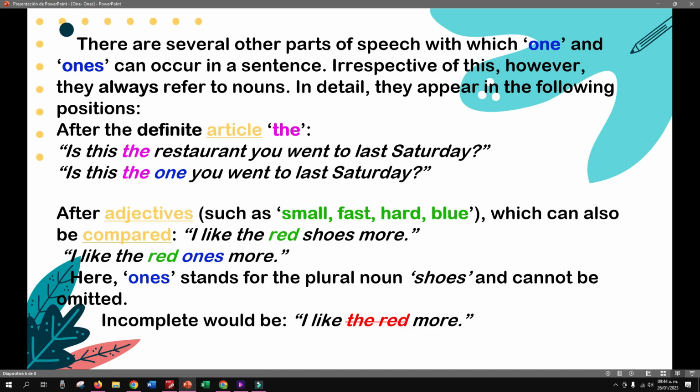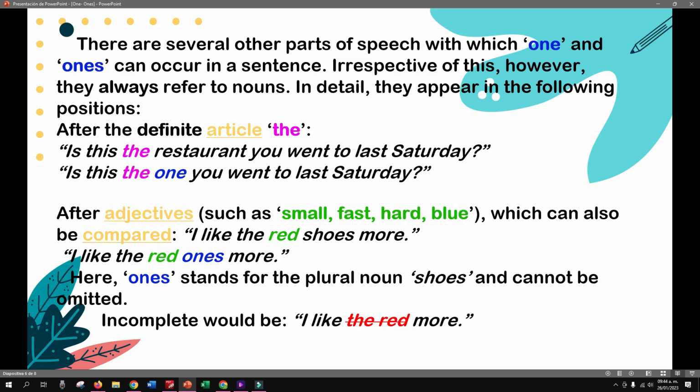There are several other parts of speech with which one and ones can occur in a sentence. Irrespective of this, however, they always refer to nouns. In detail, they appear in the following positions. After the definite article, the. Is this the restaurant you went to last Saturday? Is this the one you went to last Saturday?